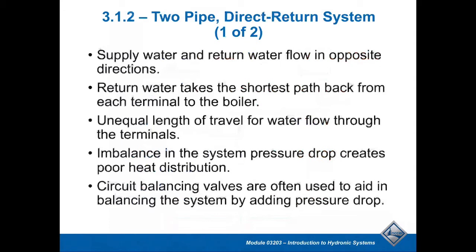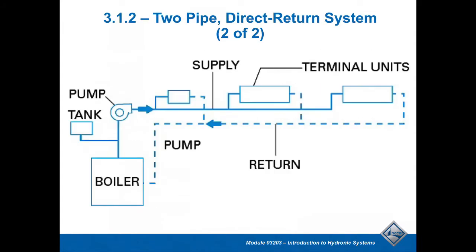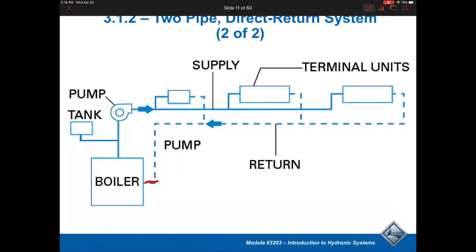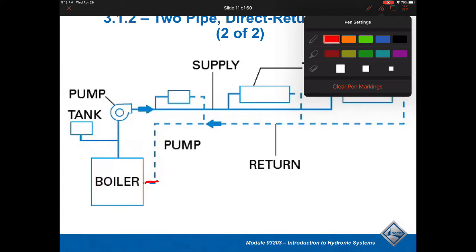Let's take a look at a two-pipe direct return system. Now, a two-pipe system is going to be more of a commercial type application. This is really the ideal way to be piping systems, two-pipe, not necessarily direct return, but reverse return, and we'll talk about that one in a little bit. The supply and return water flow in opposite directions on these systems. So let's take a look at the details here.